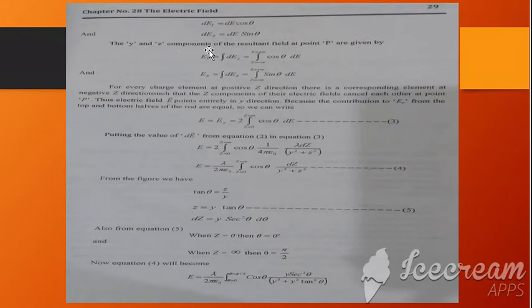Then the y and z components of the resultant field at point P are given by Ey is equal to integral dEy, limits z is equal to minus infinity to plus infinity, cos theta dE. Ez is equal to integral dEz, limits minus infinity to plus infinity, sin theta dE. For every charge element at point z direction, there is a corresponding element at negative z direction such that the z components of the electric fields cancel each other at point P.